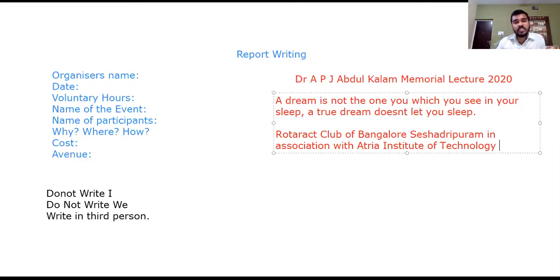Next, I'm going to give a gist about the program which has happened previously, if it is a continuous program, as an introduction to this particular program. So I would say Dr. APJ Abdul Kalam Memorial Lecture is an annual lecture series organized by Rotaract Club of Bangalore Sheshadripuram every year in remembrance of Dr. Kalam on his death anniversary. This is the third year of the event, and the event ran successfully on 27th July 2020. Now, I have mentioned the organizer's name and the date also.